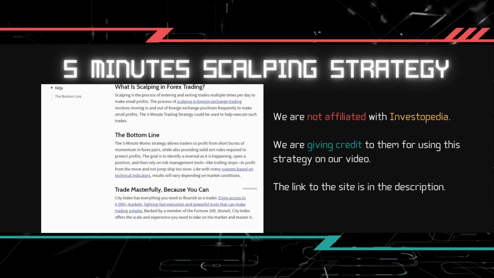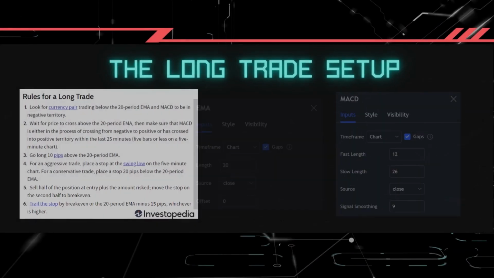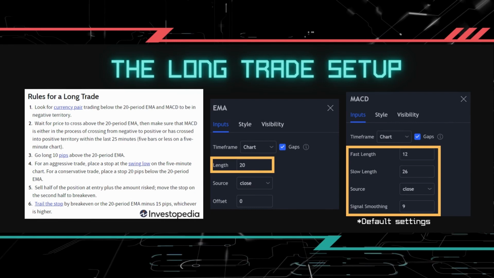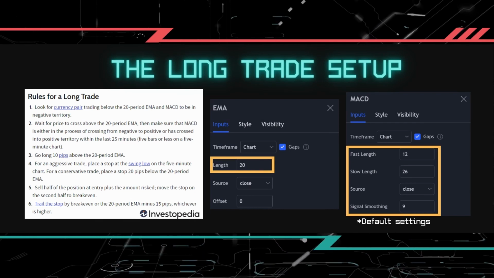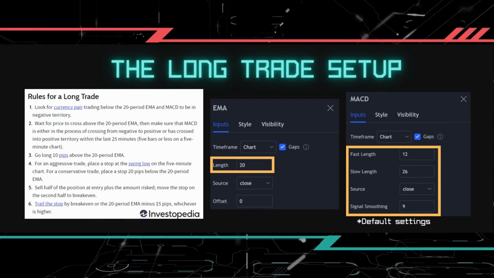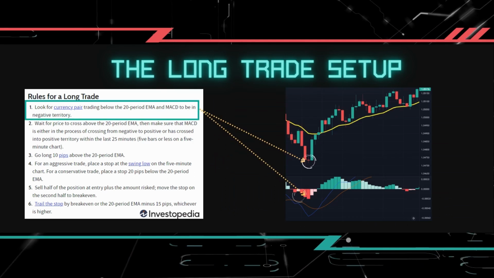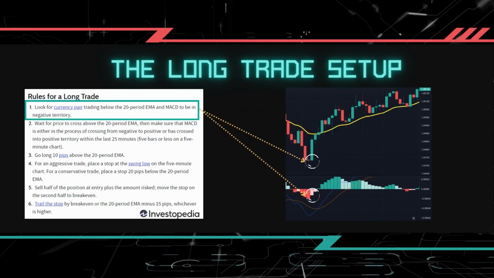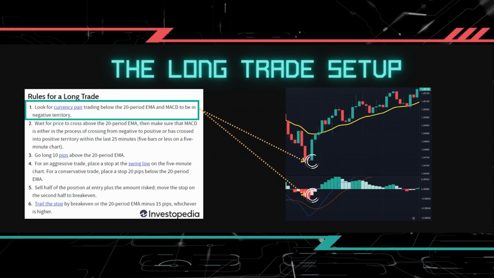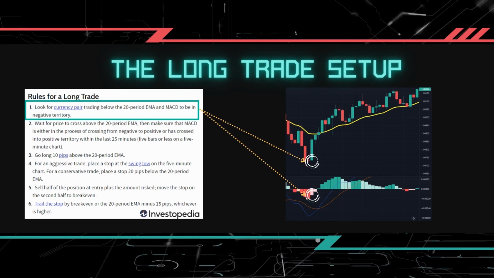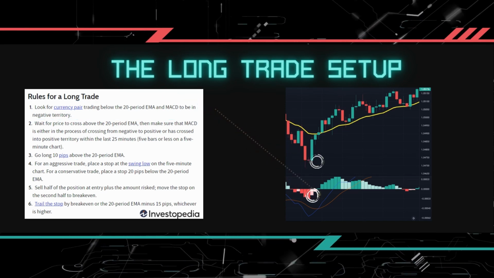We will quickly go through the long trade rules. The strategy uses 2 main indicators. They are the 20 exponential moving average and the MACD oscillator. Both indicators need to be in the negative territory. Our interpretation of negative territory is that the price needs to be below the 20 EMA and the MACD has to be below the zero line.